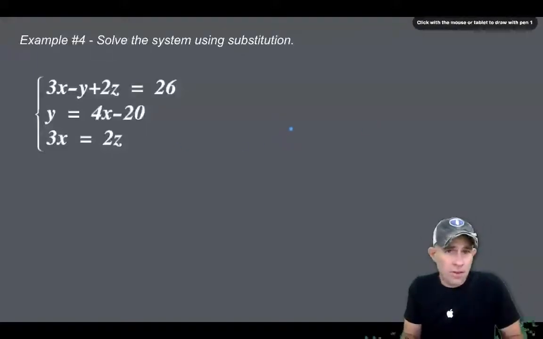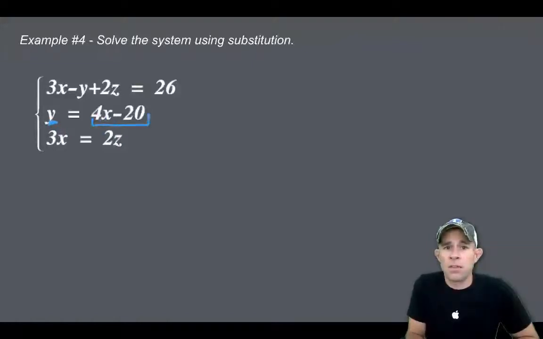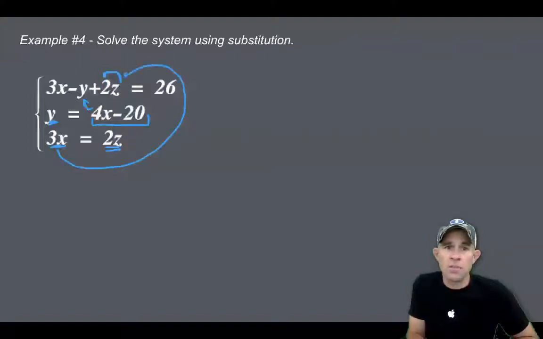All right, in our final example for today, we're going to solve a system using substitution, and now we're back to having 3 equations. So I see here that I have a y that's written in terms of x, so I can substitute 4x minus 20 into this first equation here where I see y, and I also see that 3x is equal to 2z. Well, I have a 2z in this first equation as well, so I can just replace that 2z with 3x because 3x is equal to it.